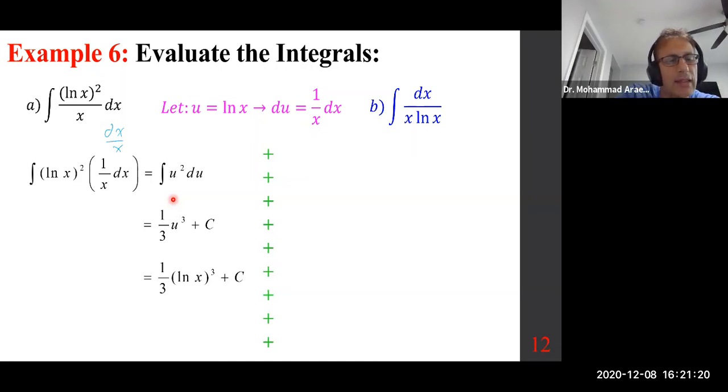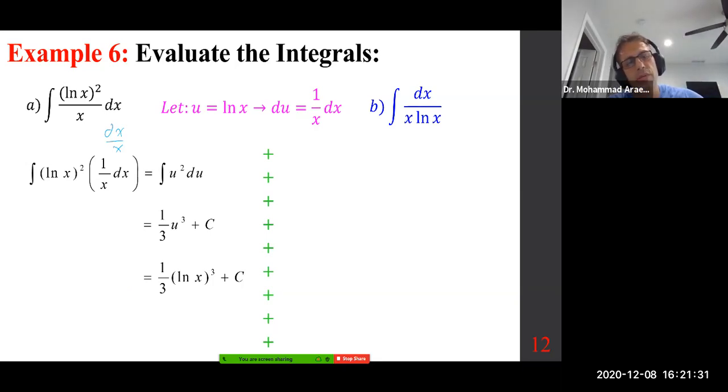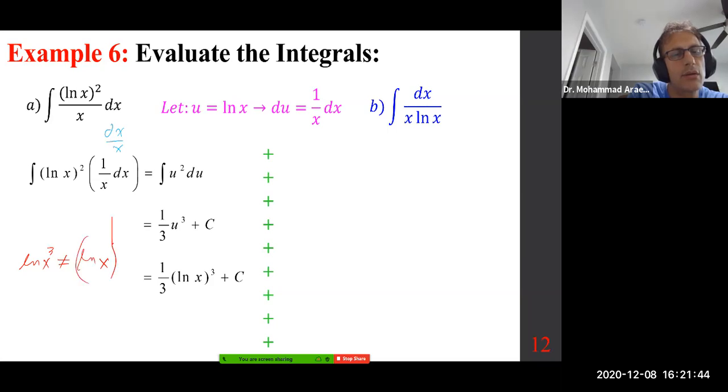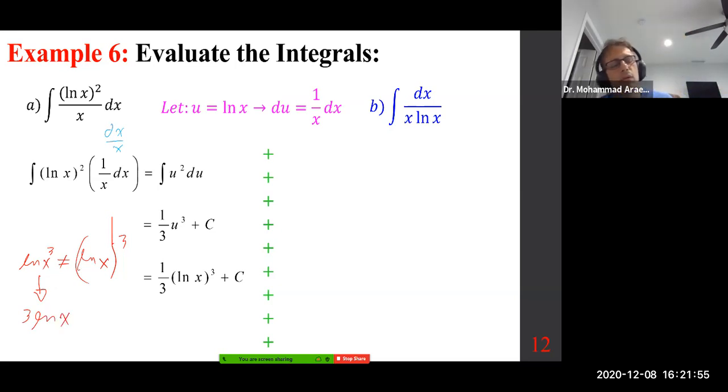The only thing I want to add, class, is the following. I want to refresh your memory that ln of x cubed is not the same as ln x to the third. Please don't mix them up, because the right side means ln x times itself 3 times. The left can be simplified to 3 times ln x. Two different things, don't mix them up.